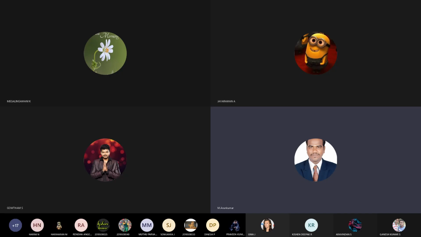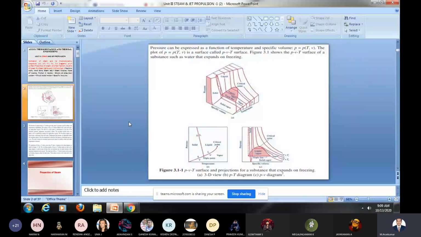Right. So before entering into the subject, we have to know what the PVT surface is. Each and every substance has a PVT surface: in any state, the substance will have its own pressure, its own volume, and its own temperature. So at any stage, the pressure, temperature, and volume are to be considered to get the PVT surface of the substance. The pressure can be expressed as a function of temperature and specific volume.